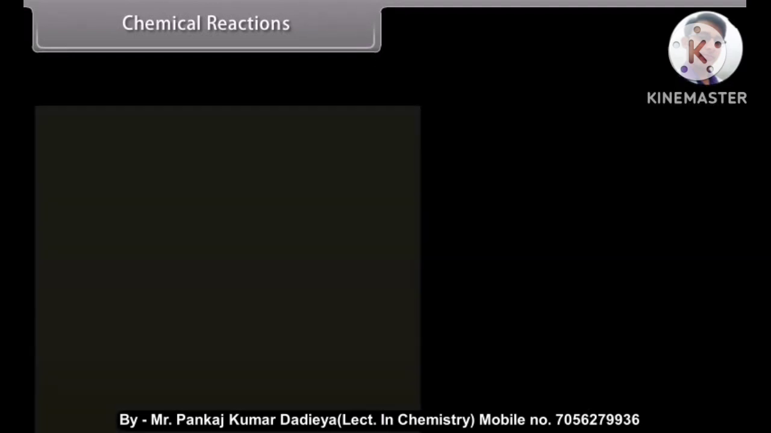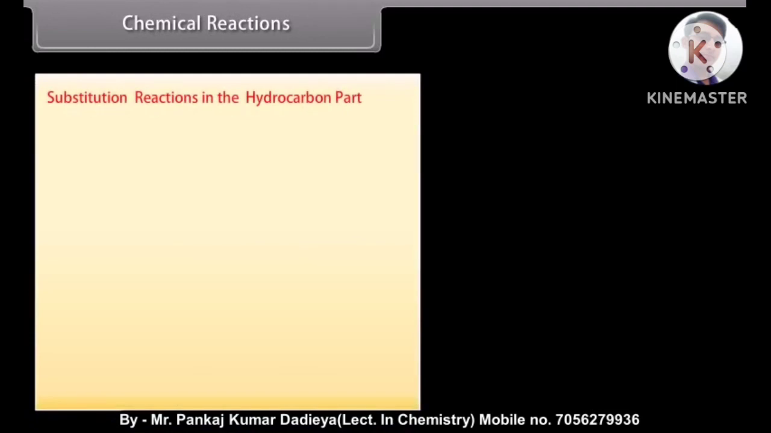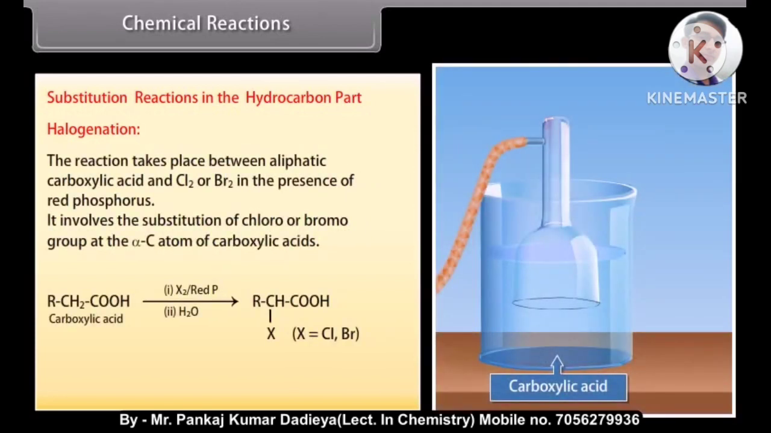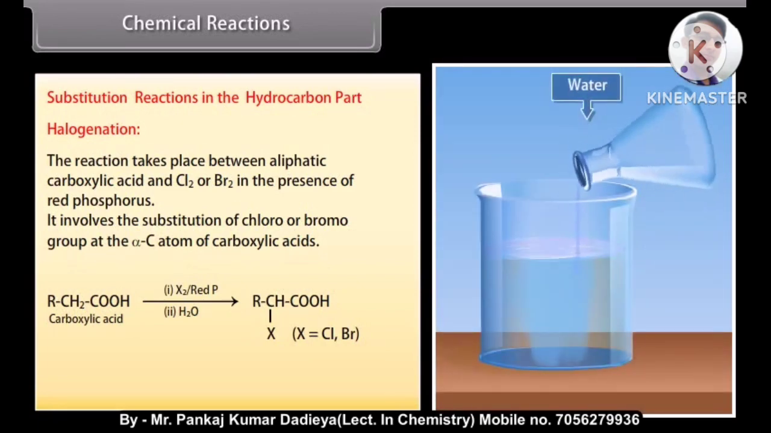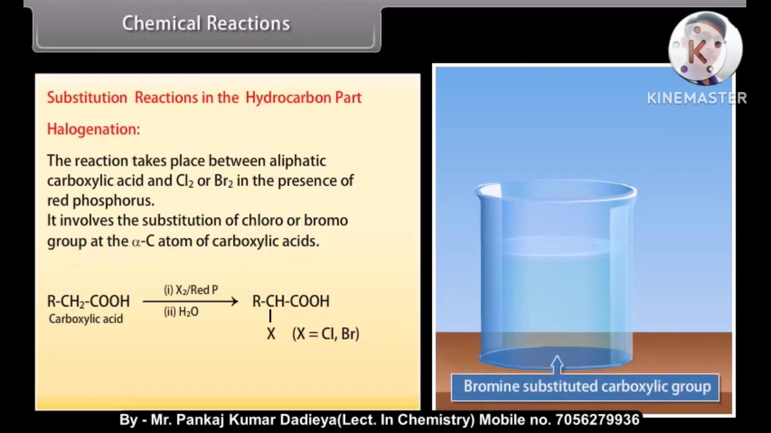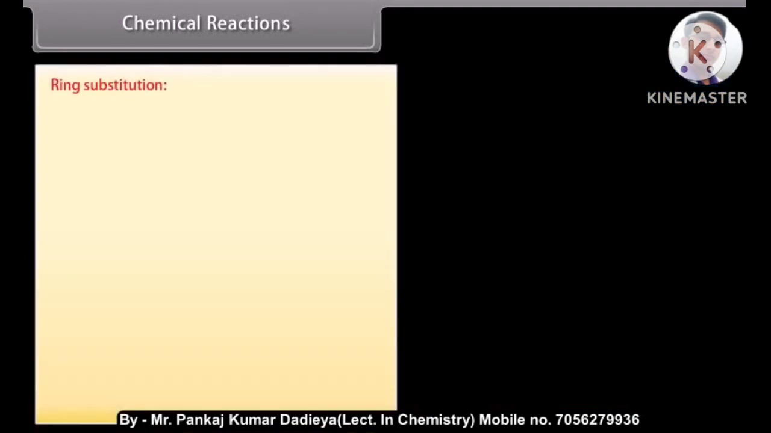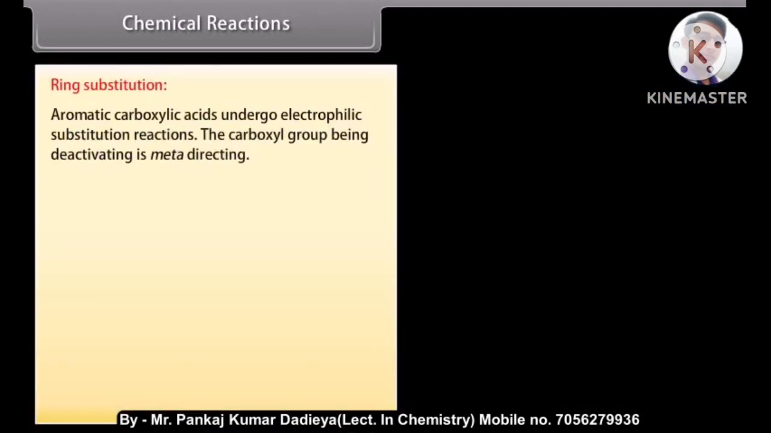Chemical reactions. Substitution reactions in the hydrocarbon part. Halogenation. The reaction takes place between aliphatic carboxylic acid and chlorine or bromine in the presence of red phosphorus. It involves the substitution of a chloro or bromo group at the alpha carbon atom of carboxylic acids. The reaction is known as the Hell-Volhard-Zelinsky reaction. Ring substitution. Aromatic carboxylic acids undergo electrophilic substitution reactions.